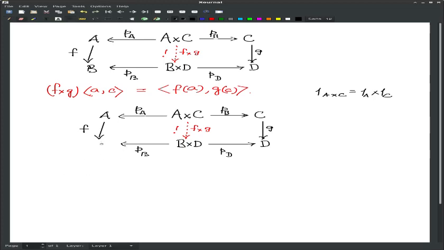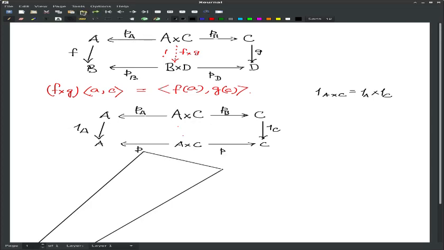Now, let's change this diagram a little bit. Let's make this A, let's make this C and let's make this A cross C. And this one, let us make this one identity of A and identity of C. Just by looking into the diagram, can you fill in this place? Obviously, this is PA and this is PC. Can you fill in this place from A cross C to A cross C?